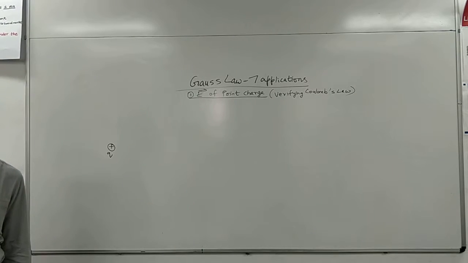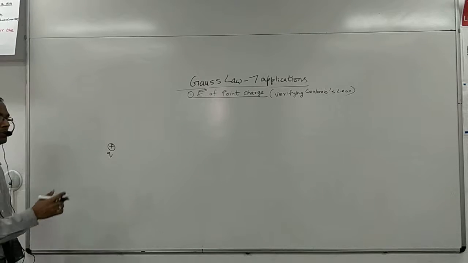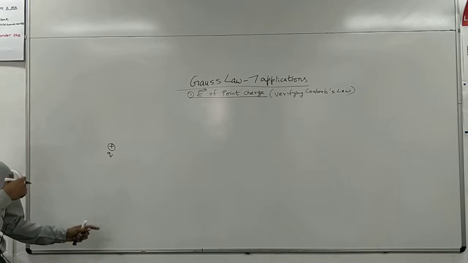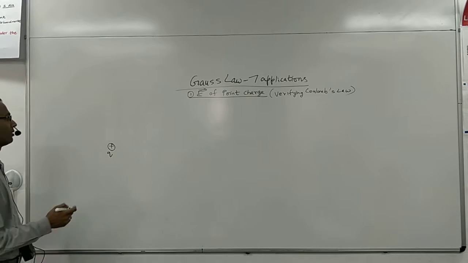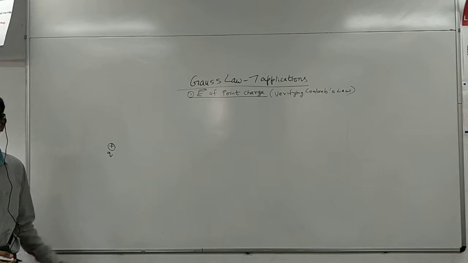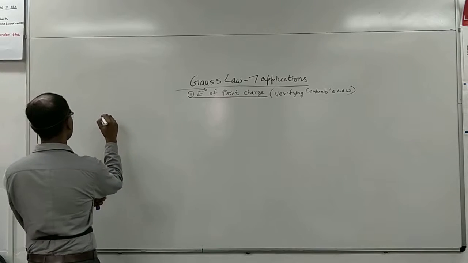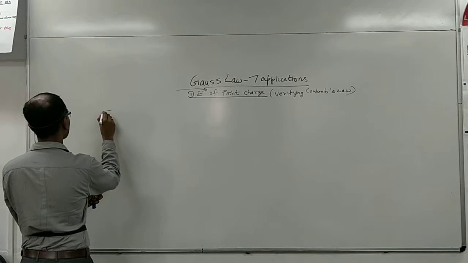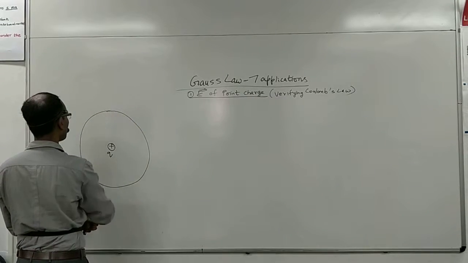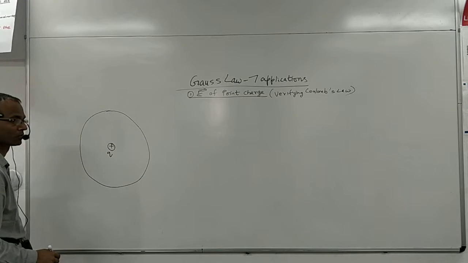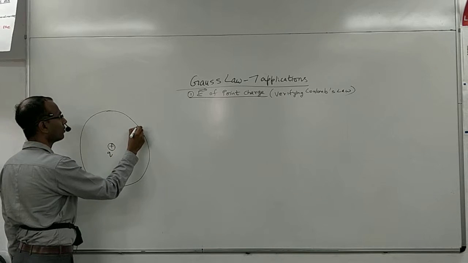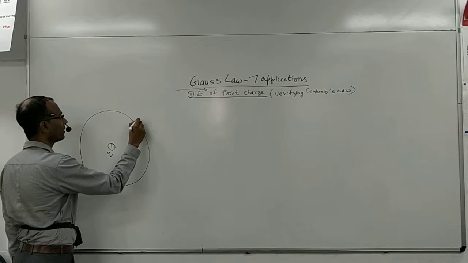Draw a Gaussian surface. The Gaussian surface has to be symmetric to the charge distribution. Since it's a point, the symmetric surface is a spherical surface, with the center of the sphere located at the location of the point charge. The point of interest should be on the surface. Suppose I want to know the electric field at this point P.